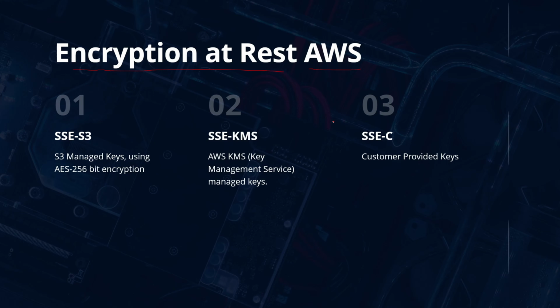So AWS basically gives you three different ways in which you can control the encryption that takes place. The first way is SSE S3. Now, SSE basically stands for server-side encryption, and S3 is basically the S3 bucket. So this is basically S3 managed keys using AES 256-bit encryption. So if you choose the option SSE S3, basically the encryption keys are managed by S3, and it uses AES 256-bit encryption to encrypt your buckets.